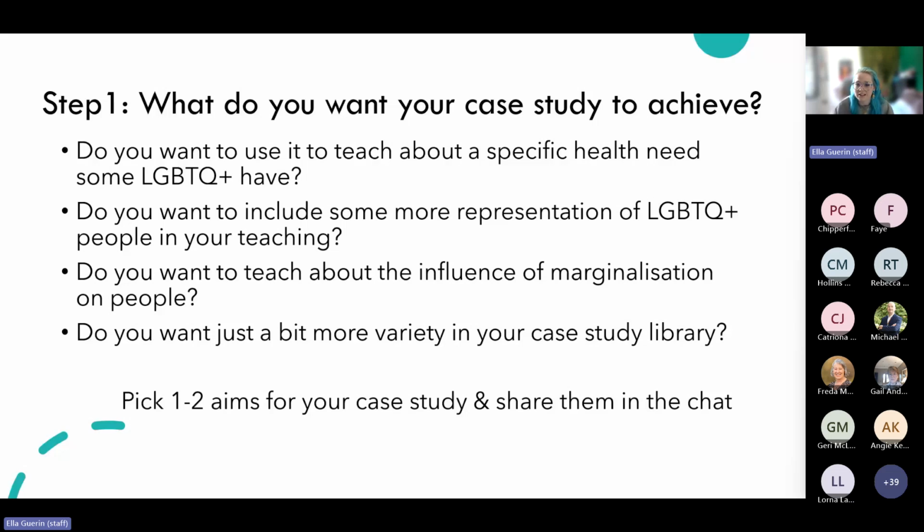Increase representation in delivery to impact marginalisation in practice. Amazing. Teach about the influence of marginalisation. Love it. Yes. And I want to use an LGBT scenario to teach about specific health needs, but also want to use case studies that happen to be LGBT, yes, to teach on other issues, and someone is coincidentally, and that is what we'll come on to just next, for normalising. Diagnostic overshadowing, that's come up earlier.